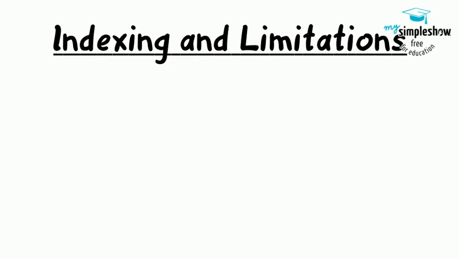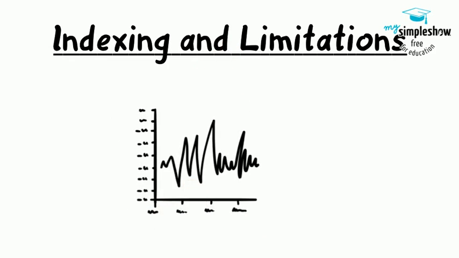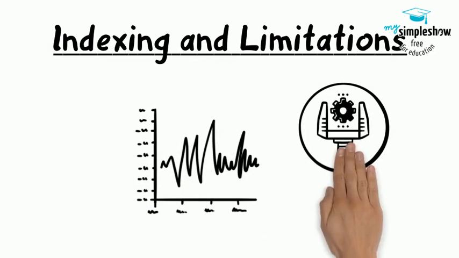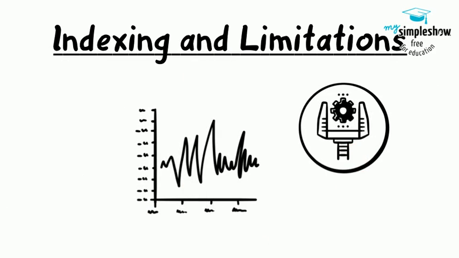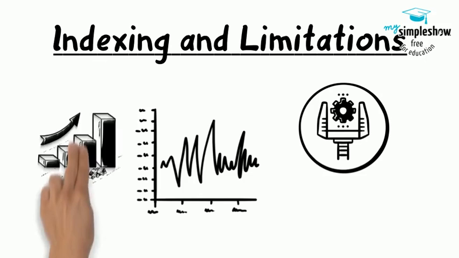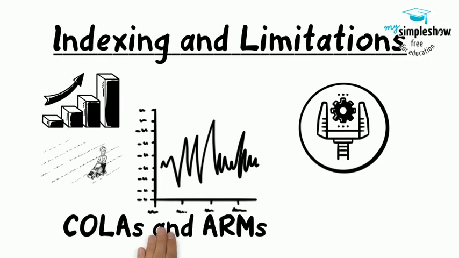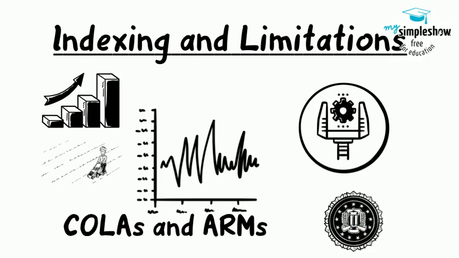Title: Indexing and Limitations. A payment is indexed if it is automatically adjusted for inflation. Examples of indexing in the private sector include wage contracts with cost of living adjustments, COLAs, and loan agreements like adjustable rate mortgages, ARMs. Examples of indexing in the public sector include tax brackets and social security payments.